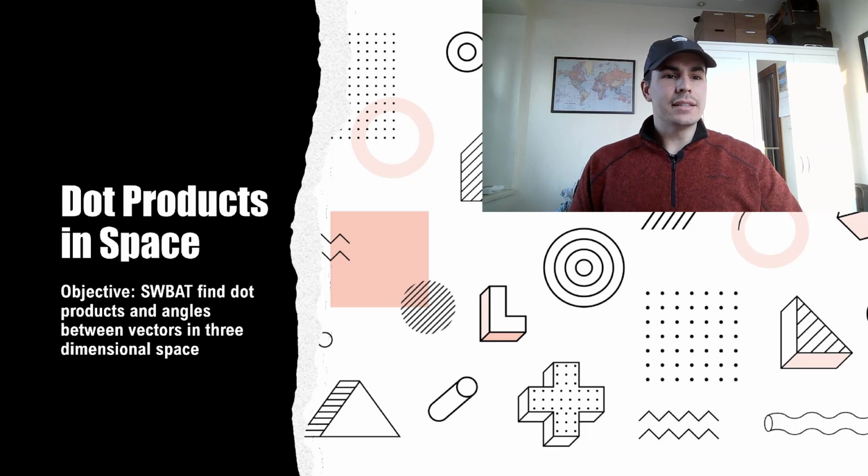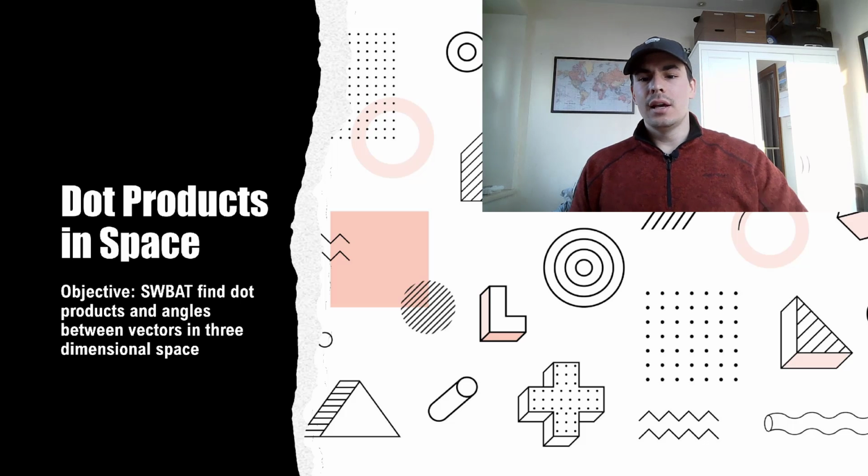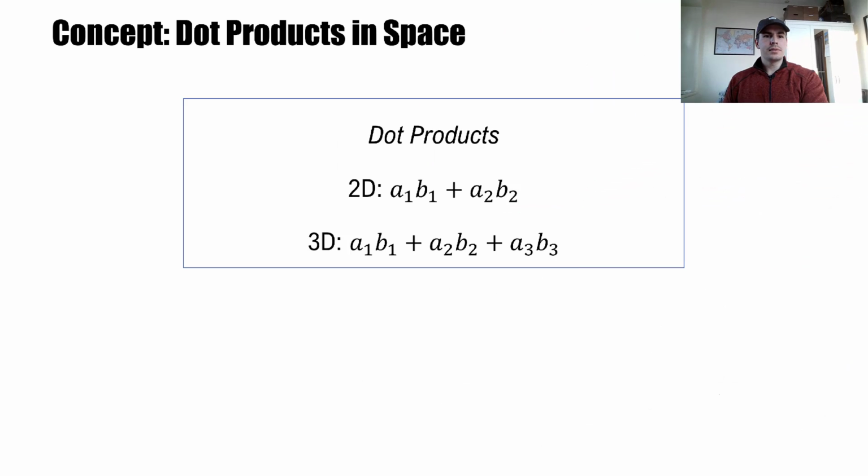We are looking at dot products in space in this lesson. All we're going to do is find the dot product and angles between vectors in three-dimensional space, since we have been looking at vectors in a three-dimensional space context. So let's hop right into our concepts.